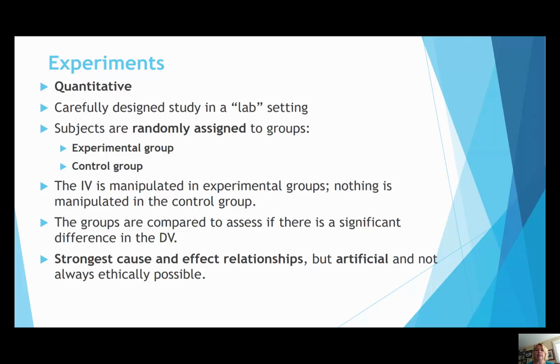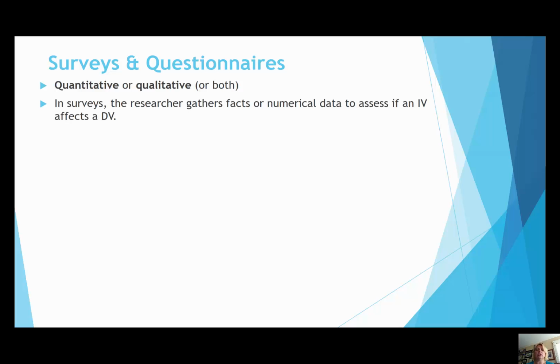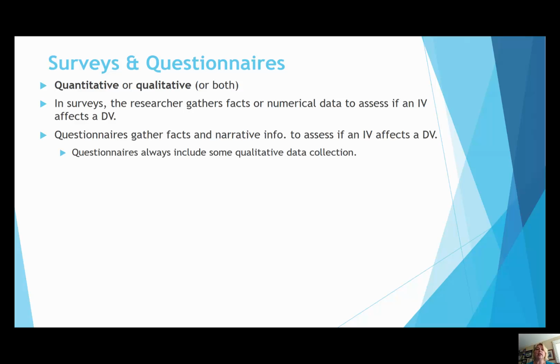So we try other methods to determine if there's a correlation between our independent variable and our dependent variable. Surveys and questionnaires are extremely common among social scientists and in particular among sociologists. They can be quantitative or qualitative, or they can include both elements. In surveys, the researcher gathers facts or numerical data to assess if an independent variable affects a dependent variable. So surveys are quantitative. Questionnaires gather facts and narrative information to assess if an independent variable affects a dependent variable. Questionnaires always include some qualitative data collection, though they may include both. And they may also be only qualitative in nature.